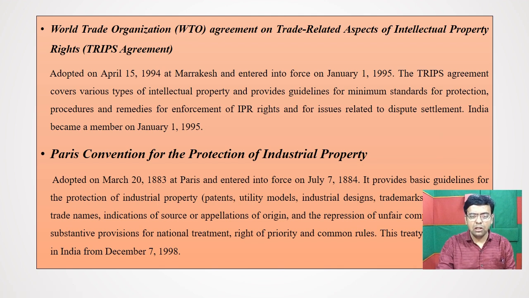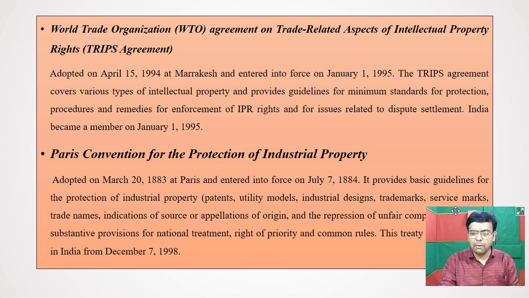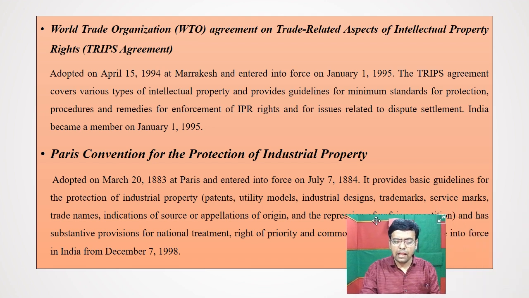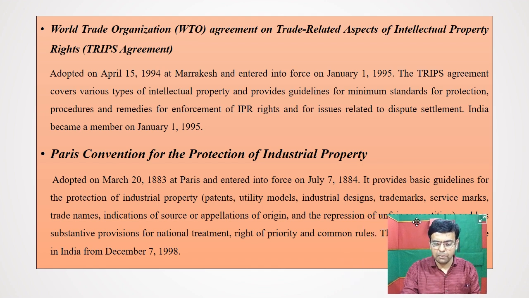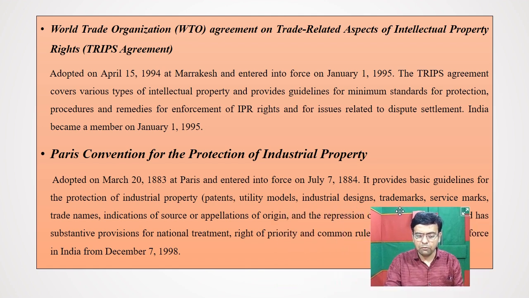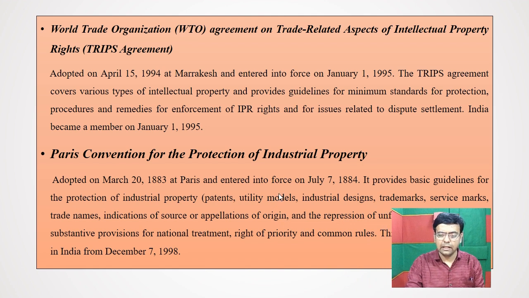Next is Paris Convention for the Protection of Industrial Property, adopted on March 20, 1883 at Paris and entered into force on July 7, 1884. It provides basic guidelines for the protection of industrial property, that is patent, utility model, industrial design, trademark, service marks, trade names, indication of source or appellations of origin, and the repression of unfair competition, and has substantive provisions for national treatment, right of priority, and common rules. This treaty came into force in India from December 7, 1998.